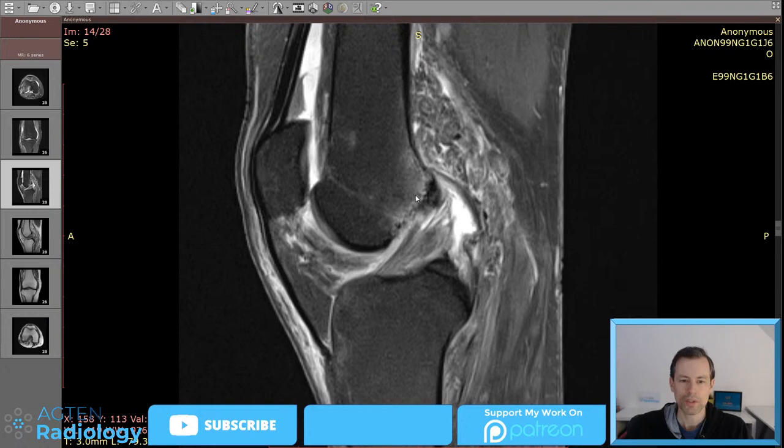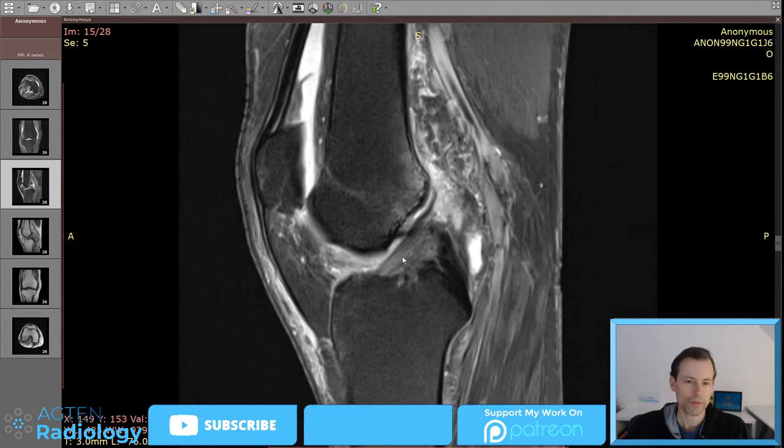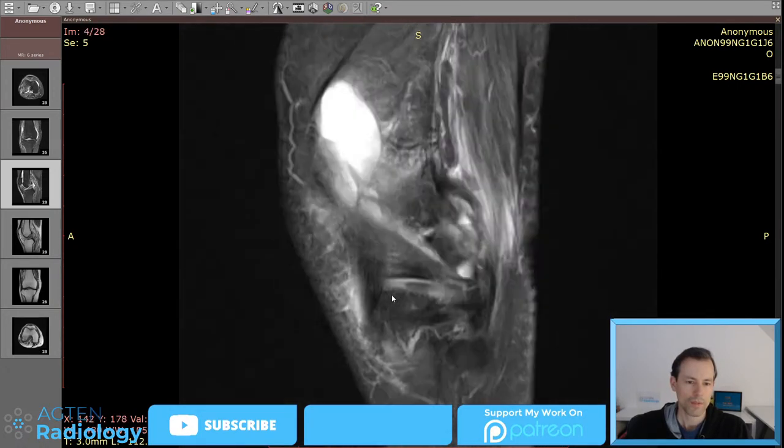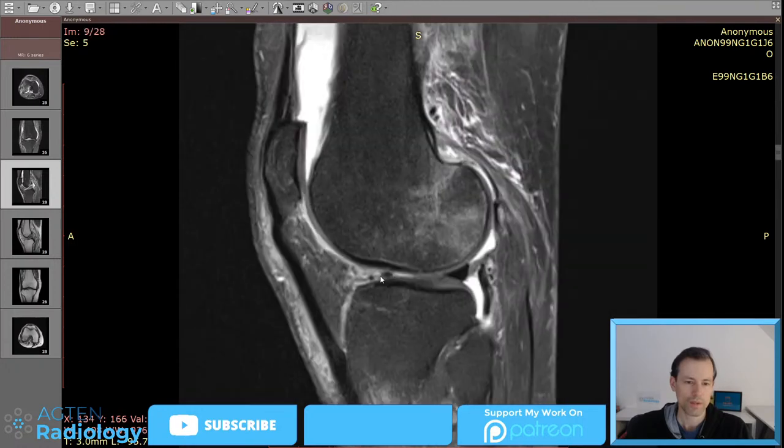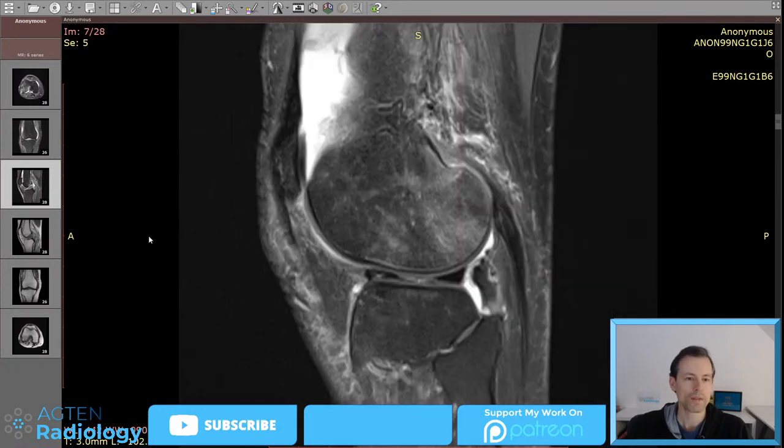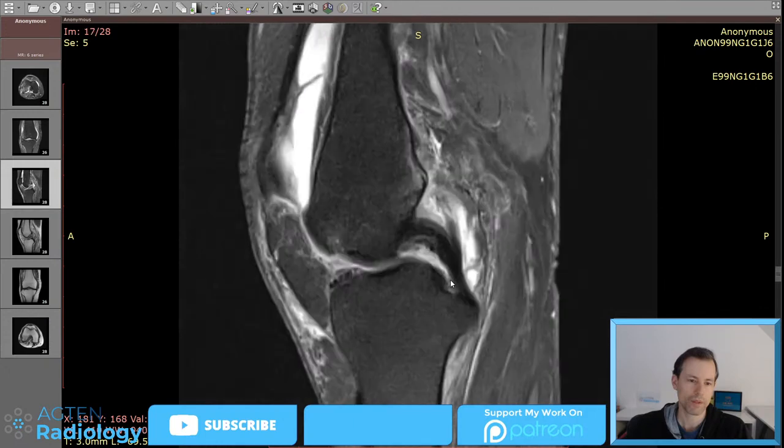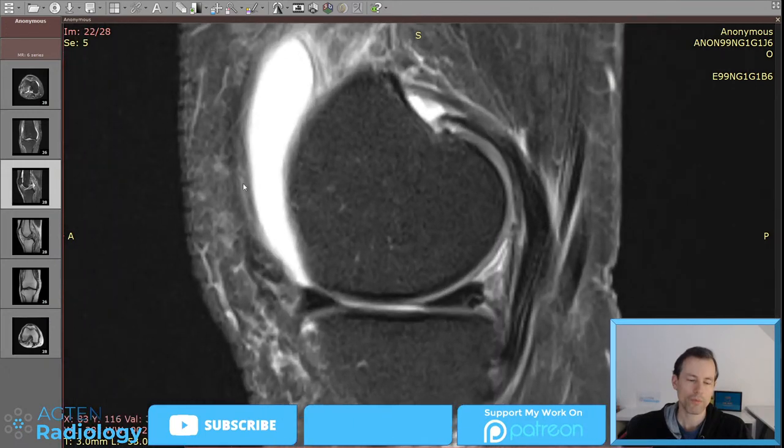We've got this kind of mucoid degeneration of the ACL with some ganglion cyst here. I think the meniscus was not really good looking in this kind of anterior horn. Oh, and the patient was this, was it this patient? No, no, it was another patient. We'll see that shortly. But before we move on to the next case, I would like to quickly show you this here.